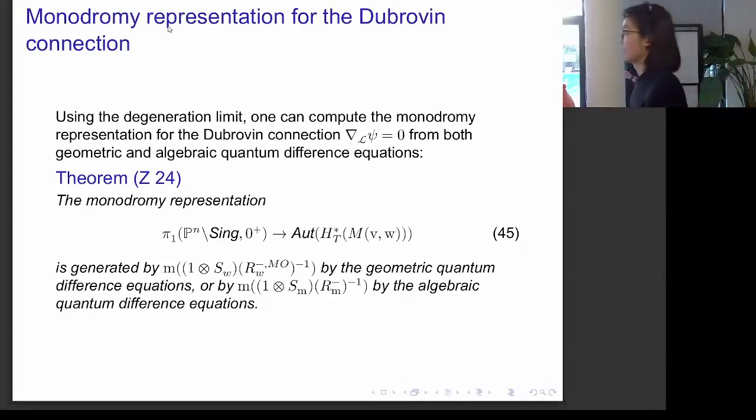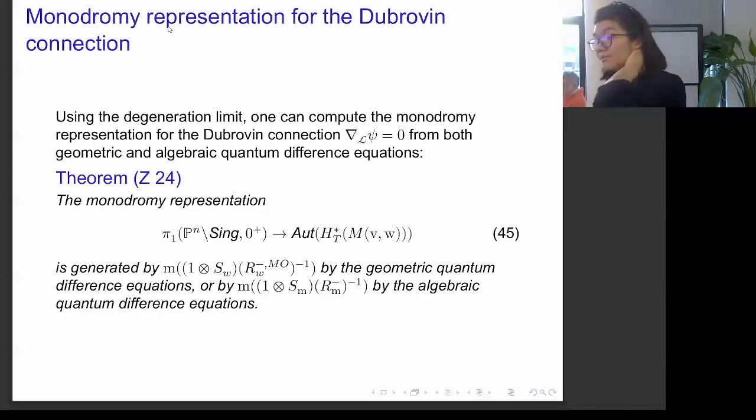And so here's the first main theorem. The main theorem is that if we want to consider the monodromy representation of this Dubrovin connection, you can see that from the geometric quantum difference equation, it is generated by something that comes from the universal R-matrix for the W-algebra, or the geometric W-algebra. And if you compute it by the algebraic quantum difference equation, it is generated by something that comes from the universal R-matrix of the slope algebra. But for now, we haven't achieved the final goal here, because this is the W-algebra and this is the slope algebra.